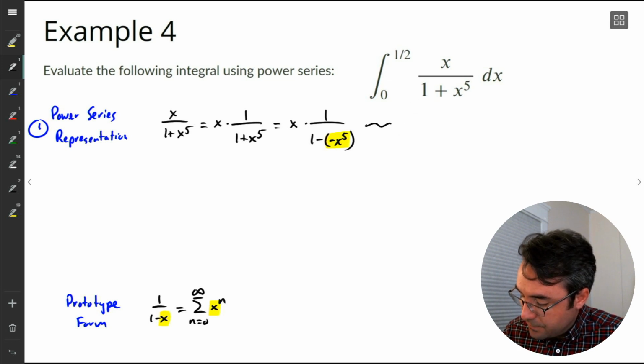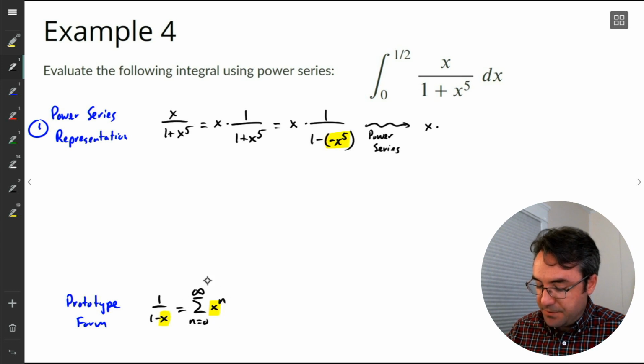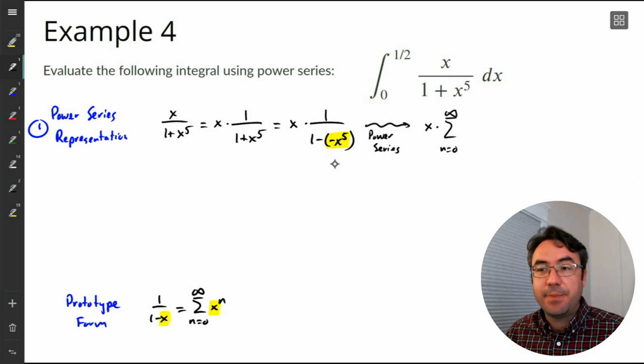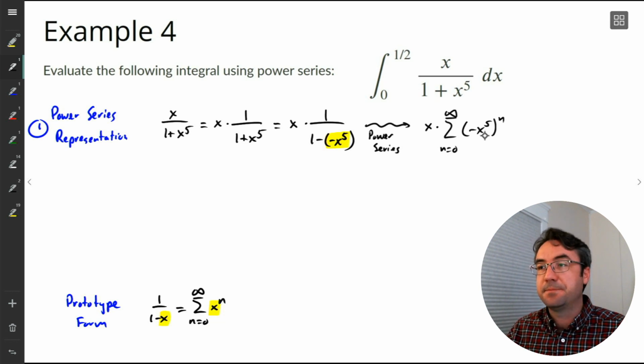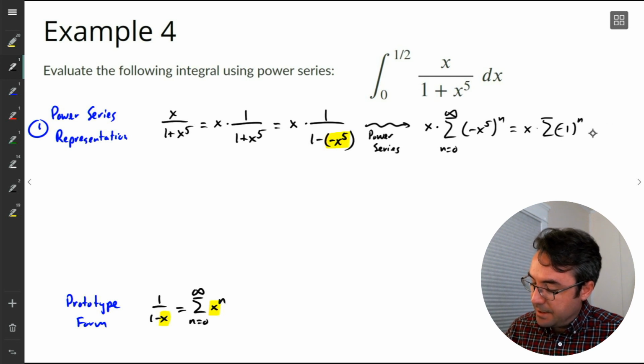So let's say we're converting here to our power series representation. So we're going to have x times, and now let's fill in our power series. It's going to be the sum from n equals 0 to infinity. And we're plugging negative x to the power 5 in for x here. So we're going to have negative x to the power 5 raised to the n. Now we want to simplify this down. So let's break this negative 1 off. So we're going to have negative 1 raised to the power n, and then we'll have x to the power 5 raised to the power n.